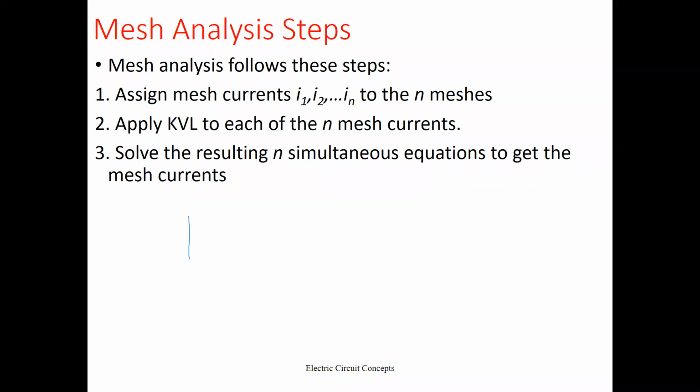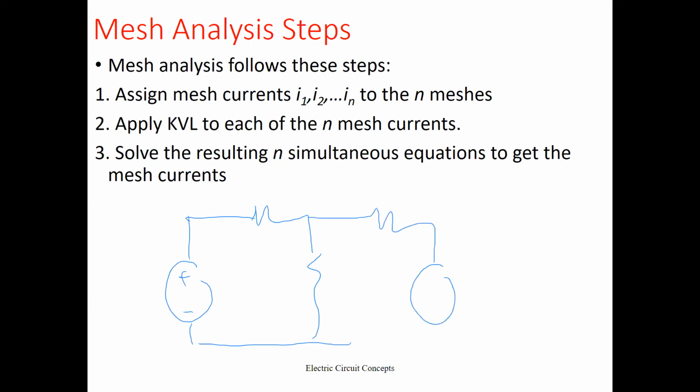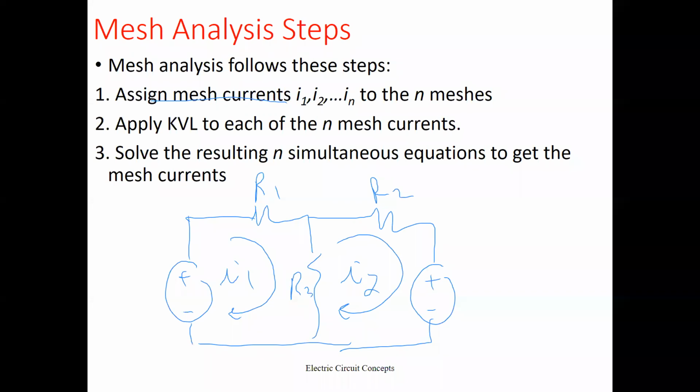So let me just draw an example here. Let's say I have a circuit like this, same as the previous one. Here's an R1, here's an R2, here's an R3. So the first thing I need to do, first step, is to assign mesh currents. So this is I1 and this is I2. If you have 3 meshes, then you assign a current number 3, I3. If I have 4, assign 4. That's the first step. And then we need to apply KVL around each loop.